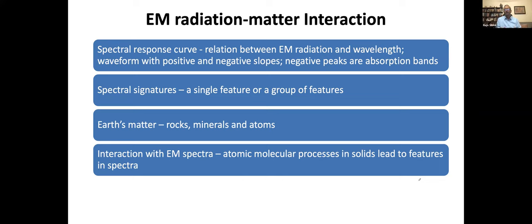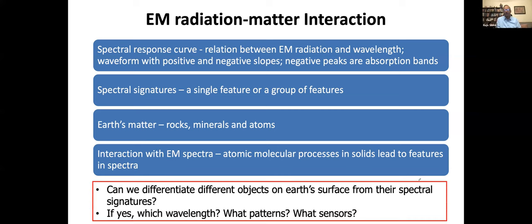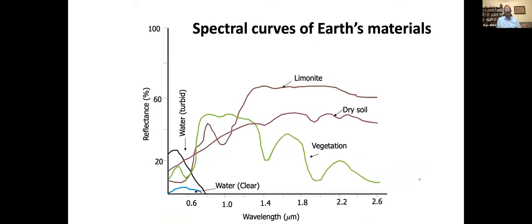So therefore, most of the time, we are basically trying to understand the interaction of the electromagnetic spectra and how these are interacting and generating a very specific signature. Again, the two fundamental questions: can we differentiate the different objects on Earth's surface from their spectral signatures? Yes, I will show you that. And if yes, what wavelength, what patterns, and what sensors are suitable for identifying and mapping the specific objects on the Earth's surface? So let's look at that.